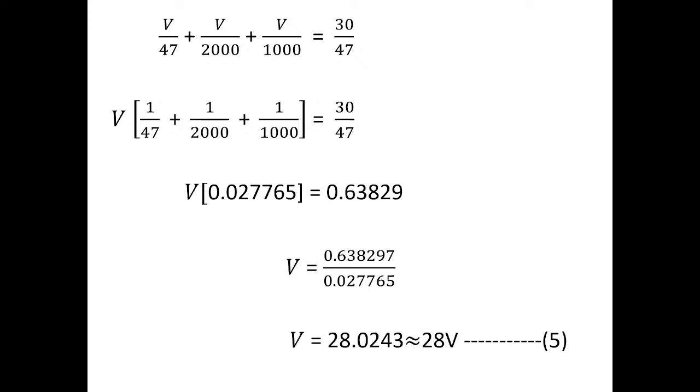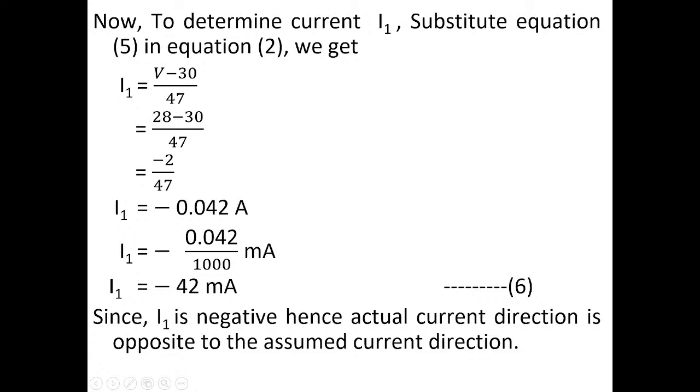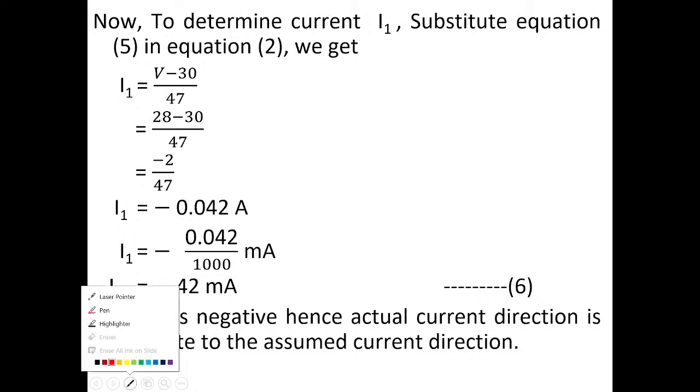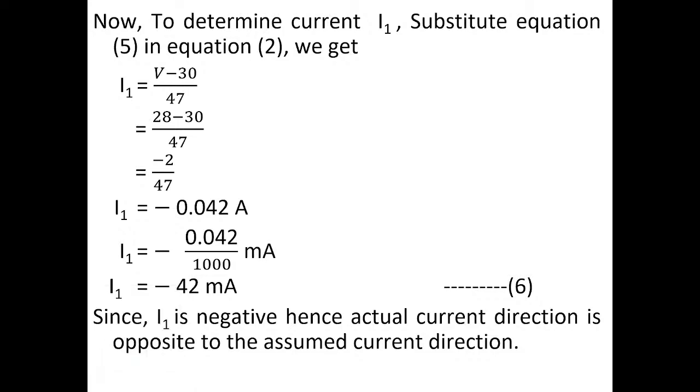Now substitute this equation 5 in equation 2, 3 and 4. Okay, substitute equation 5 in equation 2 to determine I1 value. Substitute 5 in equation 2. So I1 is what? V minus 30 by 47. V is what? 28. 28 minus 30 by 47. You just simplify 28 minus 30 minus 2 by 47. You just solve it. You will get I1.